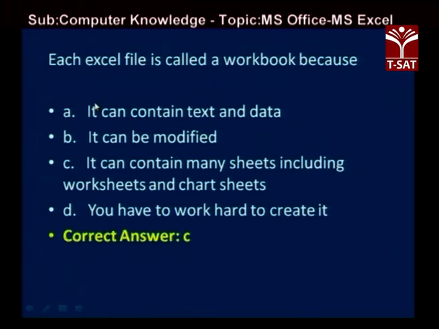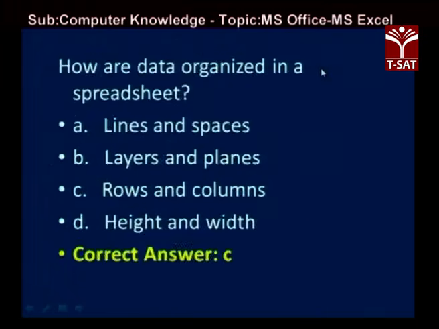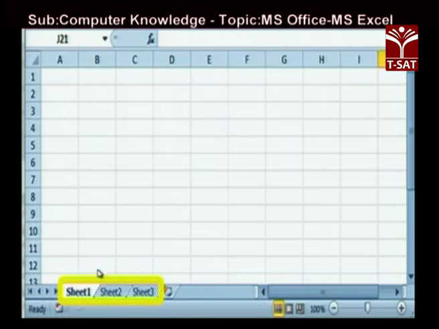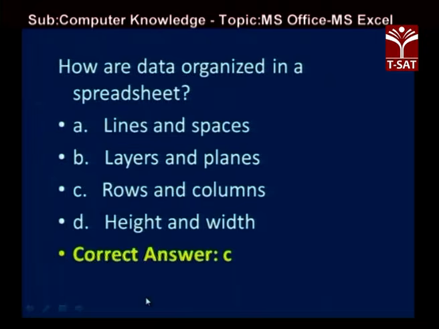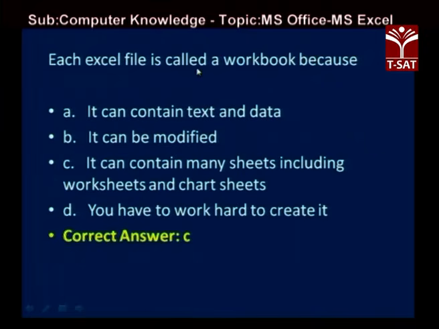Next, each Excel file is called a workbook because a workbook consists of a number of sheets. So, a number of sheets make up a workbook. An Excel file is called a workbook because it can contain many sheets, including worksheets and chart sheets also. So, the correct answer is C.